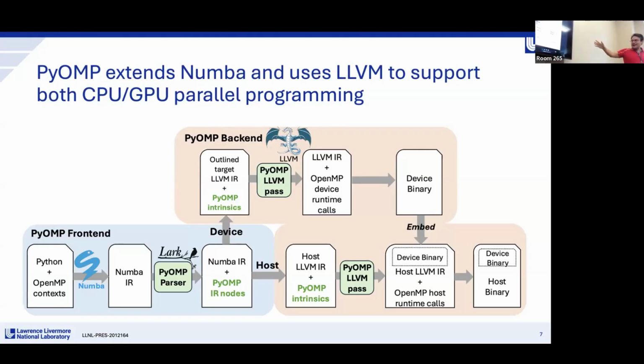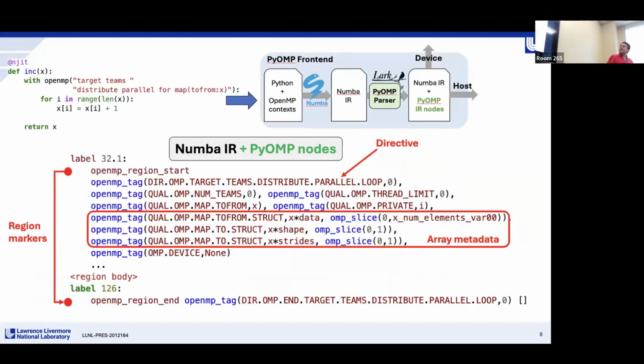So I went a little bit fast now, but I'm going to go to each of those steps and explain it a little bit more in detail. But that's the general architecture: split compilation, extensions in the parser to be able to understand the OpenMP semantics, creating Numba PyOMP IR nodes, lowering them to intrinsics, and then passing those intrinsics through an LLVM pass that's going to create the LLVM IR plus OpenMP runtime calls for the host and for the device, and then the typical thing that you embed the device binary. So I'll go into a little bit more detail and show how that looks.